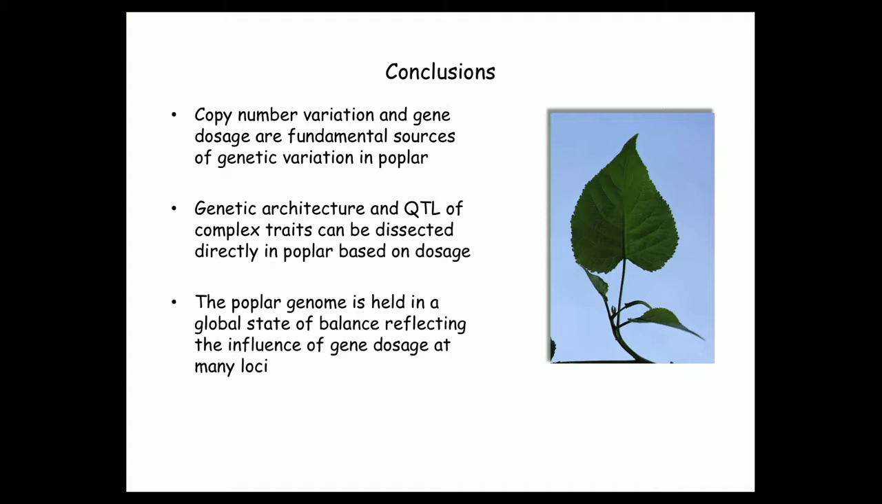We can use this same approach to dissect the genetic architecture and QTL of complex traits, including poorly understood traits like wood anatomy. And one thing I didn't really go into too much is that the results really underlie the idea that during genome evolution, gene dosage is very important, and that overall the genome has to be held in a state of balance.